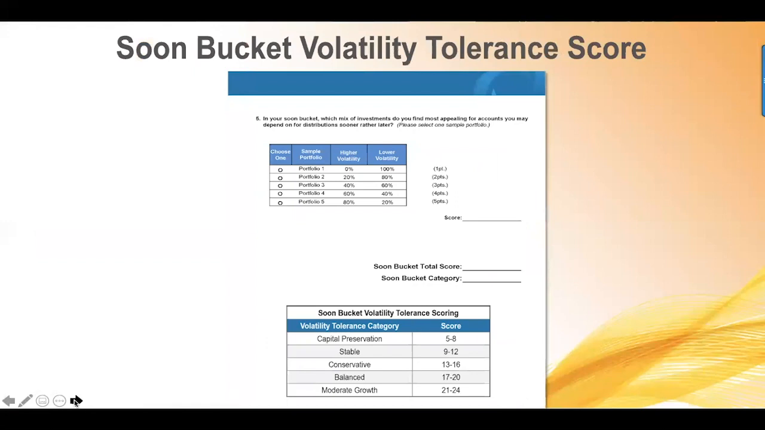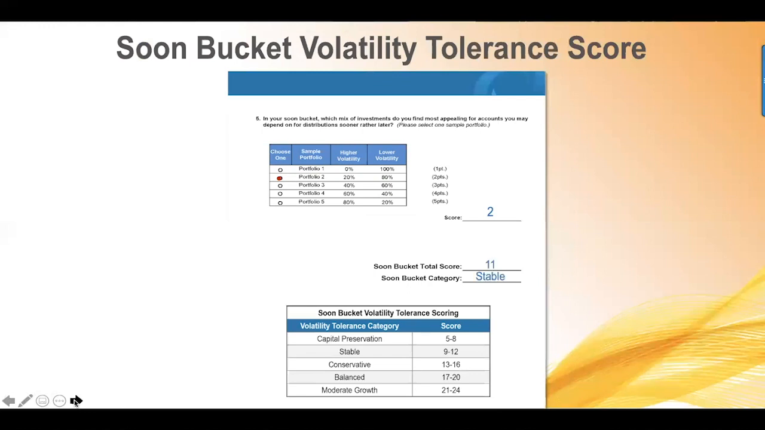So portfolio 1, you got 0 high volatility, 100% low. And then it keeps dialing up all the way to portfolio 5 of 80% high volatility, 20% low. Think of it as like stocks and bonds. 80% stocks, 20% bonds. It won't necessarily be that, but that's a good way to think of it. Or 0% stocks, 100% bonds, or fixed income, or somewhere in between. Yeah, I think because preservation and relying on this for income, I'd probably say portfolio number 2. Great. Good.